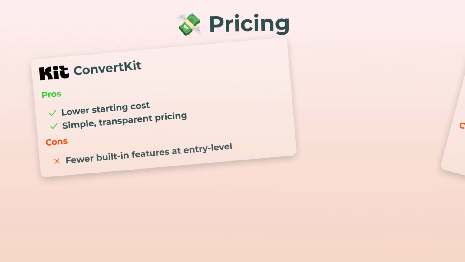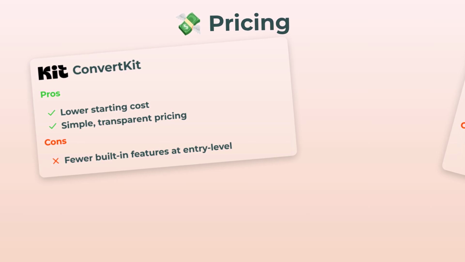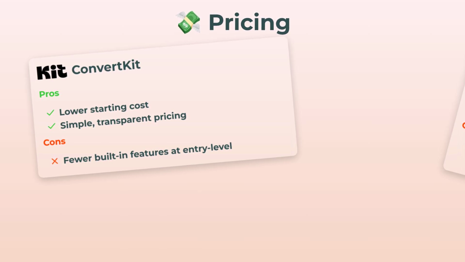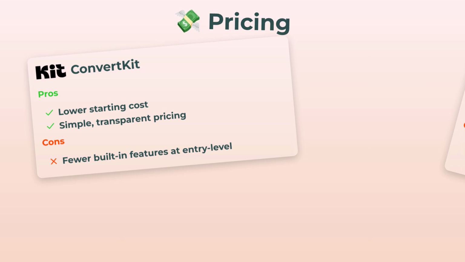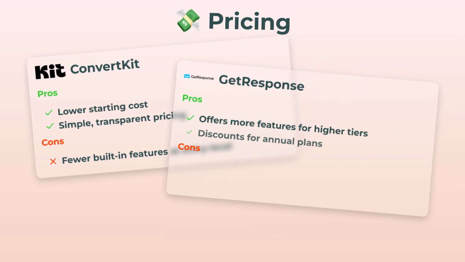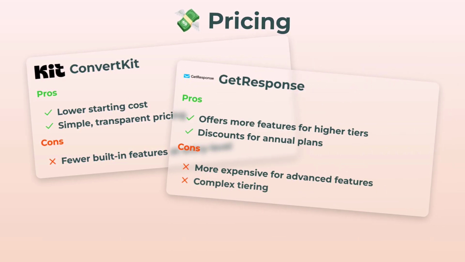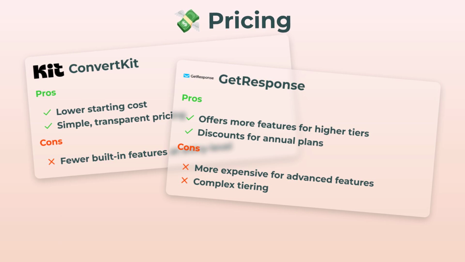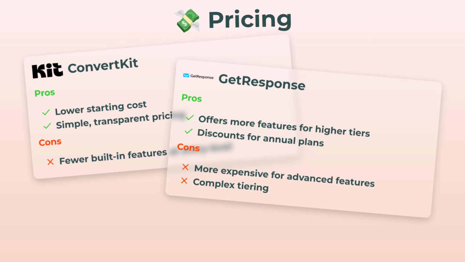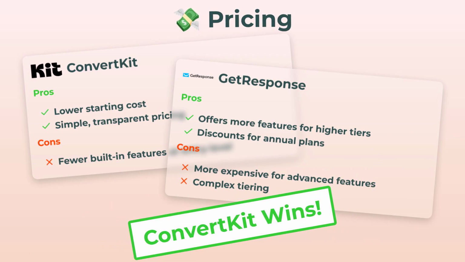Okay, let's kick off with pricing. So ConvertKit, honestly, has a pretty straightforward pricing model, and it starts off way lower than most competitors. If you like things simple, without surprise costs or confusing tiers, this is for you. But just a heads up, you don't get a ton of features at that entry level. Then you've got GetResponse. More expensive, especially if you want all the super advanced bits. But you do get a whole bunch of features packed in as you climb to those premium plans, plus annual discounts if you're ready to commit. The trade-off? Convoluted tiers. Winner? Yeah, ConvertKit does take this one, especially for entry-level users.